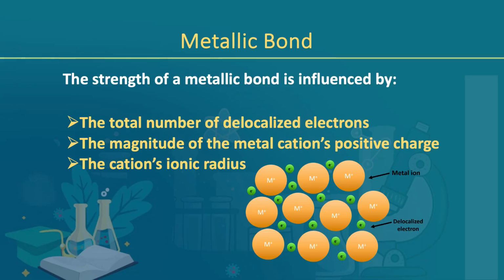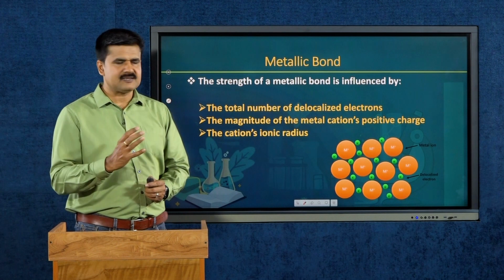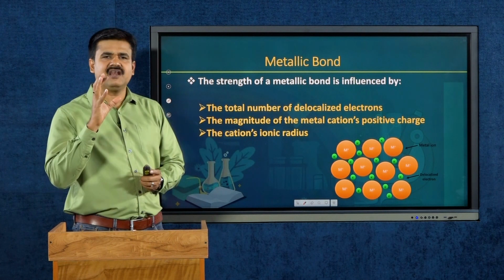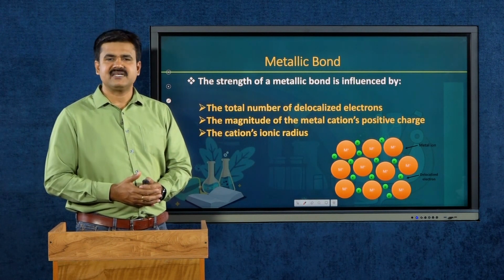The strength of a metallic bond is influenced by several factors. These factors include the total number of delocalized electrons, that is, the total number of electrons present in the electron sea. The second factor that governs the strength of the metallic bond is the magnitude of the metal cation's positive charge. The third factor is cationic radius. So, in sum, these three factors govern the strength of a metallic bond.